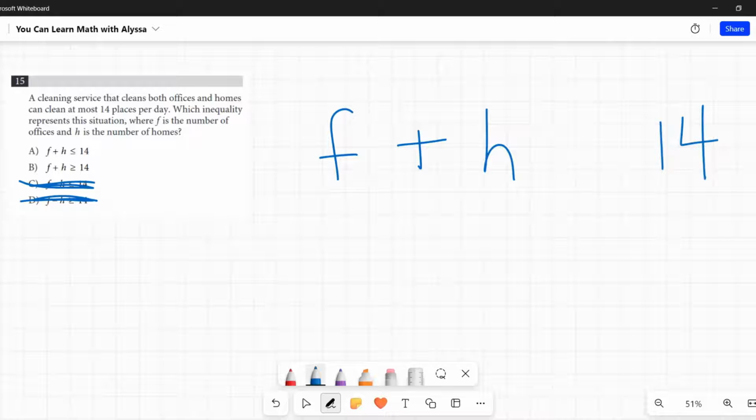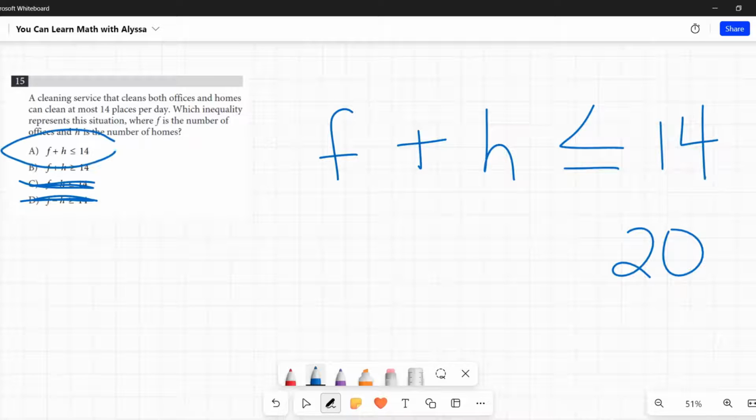Well, it's saying at most 14 places a day. Does that mean they could clean 20? No, 14 is the most. That is, they can do 14, but no more than 14. It would have to be less than or equal to 14. So A is my answer.